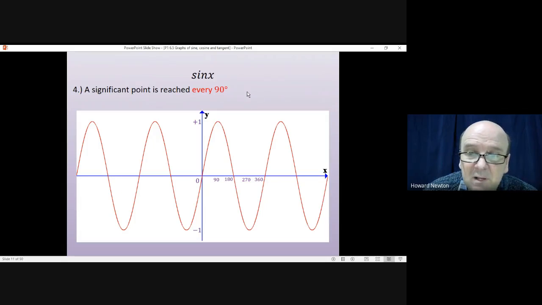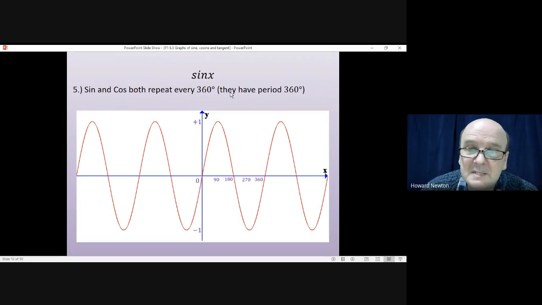So you'll have something like that. And then sine and cos repeat every 360 degrees. So that's one complete cycle. It then repeats again, going in both directions. So you'd get something like that, where I've just written down the intersection points of the curve and the x-axis.